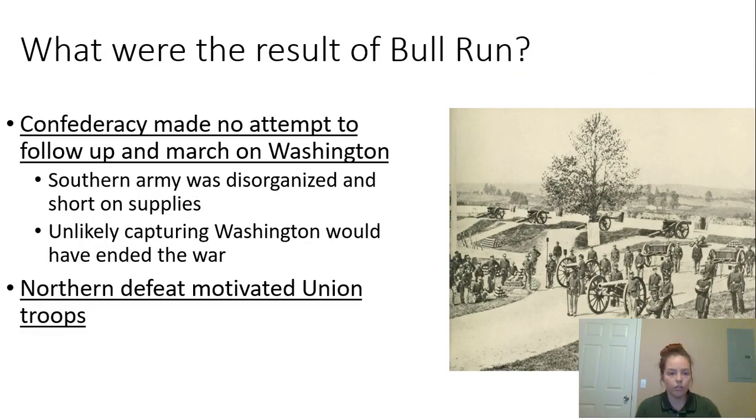Looking into the overall results of the battle, the Confederacy is going to make no attempt to follow up on their victory and march on Washington, and this is mainly because they were disorganized and short on supplies. So at this point in time, the Confederacy is not yet ready to take on the Union capital. It's also unlikely that capturing Washington would have ended the war. Yes, it would be a major blow to the Union, but if anything, it would have just united the Union in coming together and stopping their enemy, ending this war once and for all.